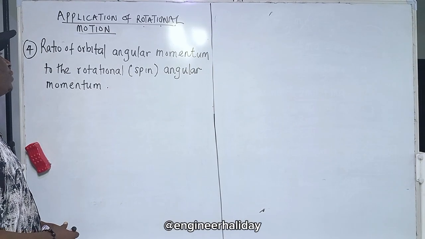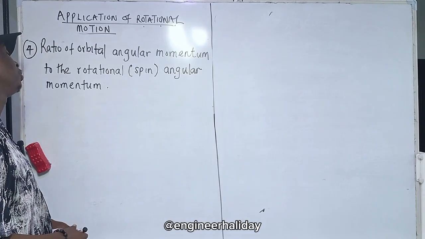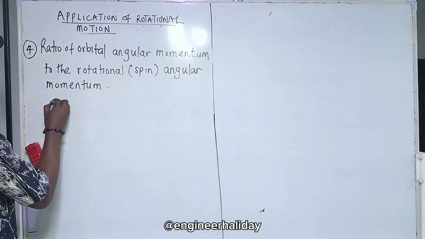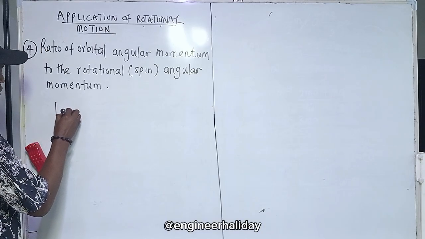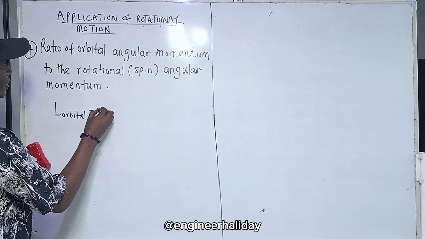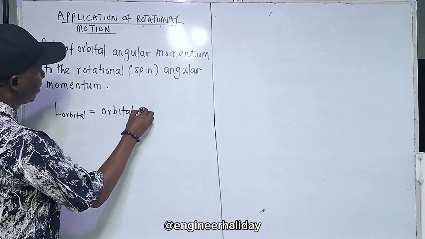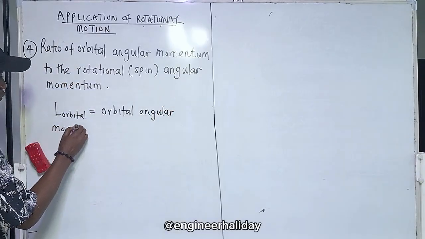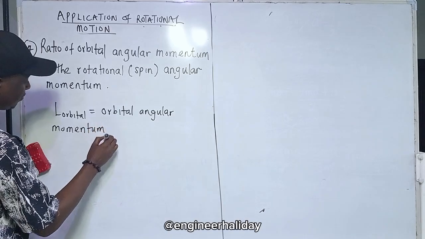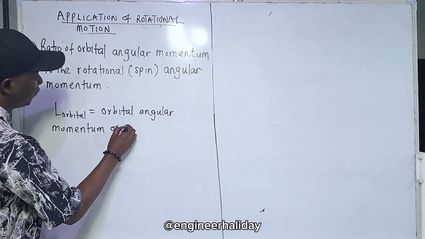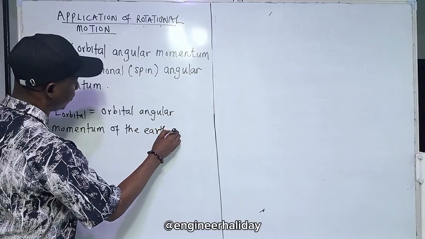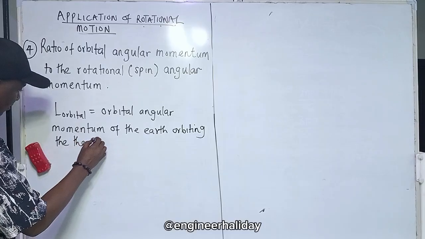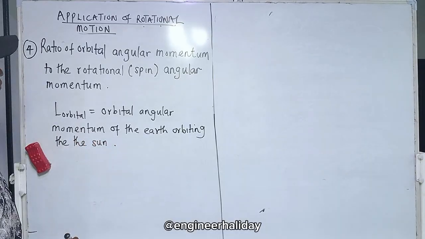Now I want to look at number 4, the last application, which is the ratio of orbital angular momentum to the rotational or spin angular momentum. Let L orbital be the orbital angular momentum. Angular momentum of the earth, we take the earth as a reference, orbiting the sun. Don't forget the earth is orbiting the sun.